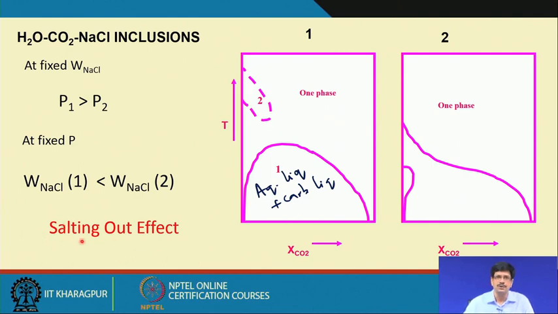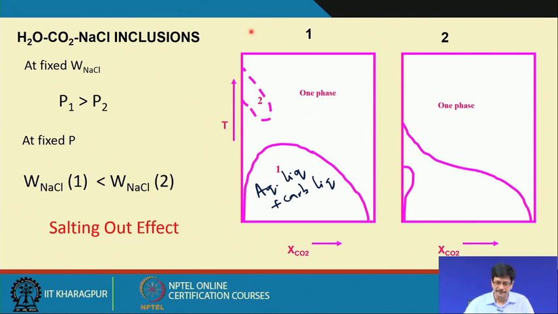This is the salting out effect: if we have some amount of salt dissolved in water and we try to dissolve a non electrolyte like carbon dioxide, then the concentration of the salt will fall, or the salt will get out of the system. It is basically something which you can call a salting out effect. So, this is going to explain.